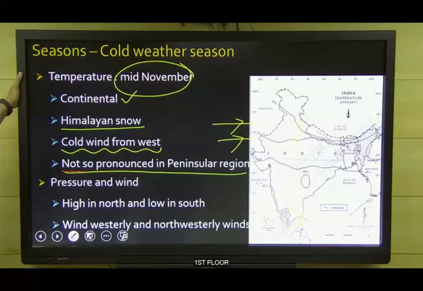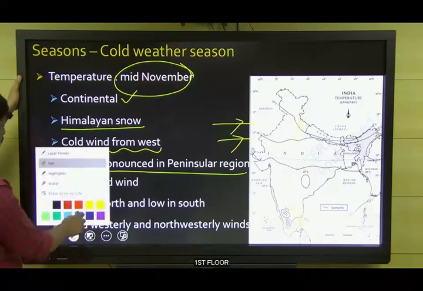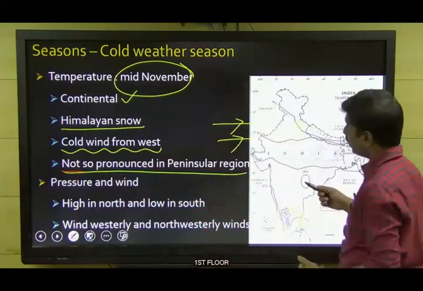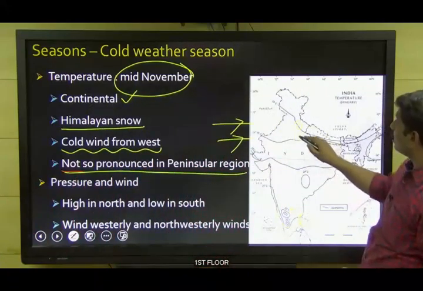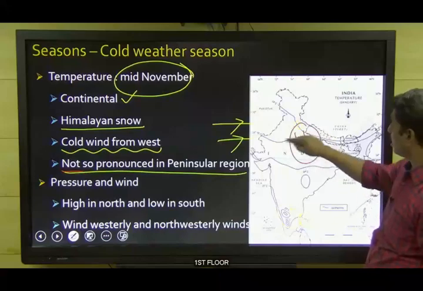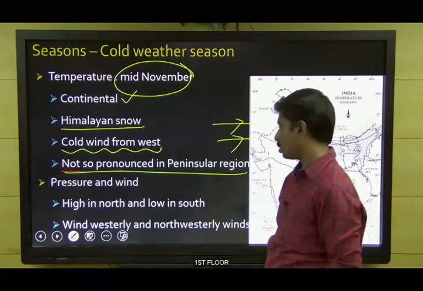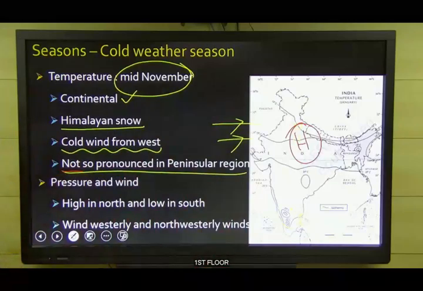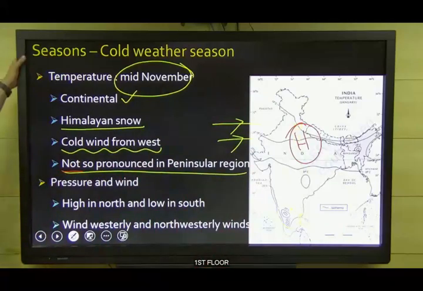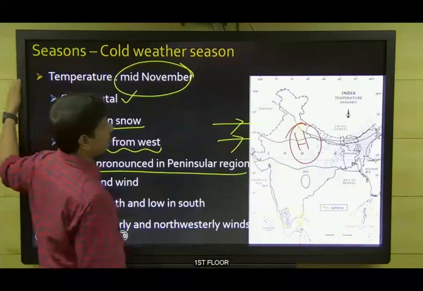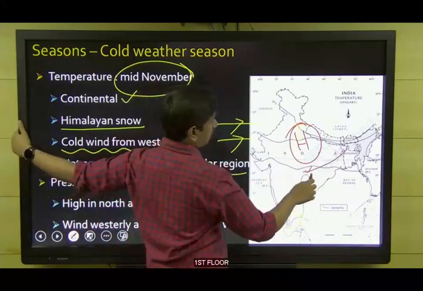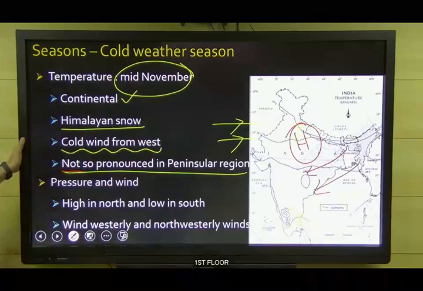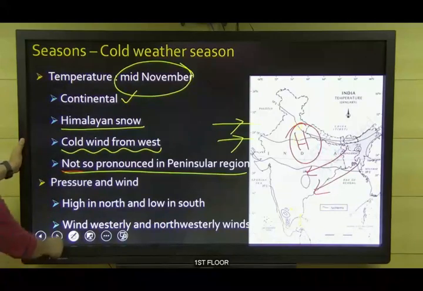Okay, pressure, how the pressure would be there. In contrast to the summer, when we experience low pressure, now in the winter we experience high pressure in the north. High pressure in the north. Wind is westerly wind. From this side the wind starts flowing. In the cold season, that is the northeast trade wind sort of a thing.